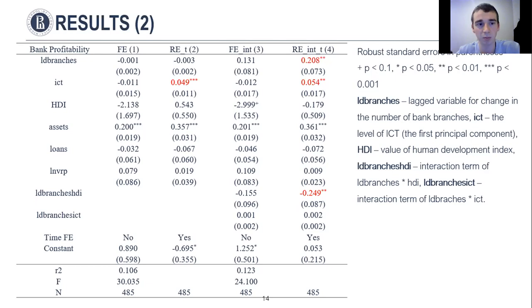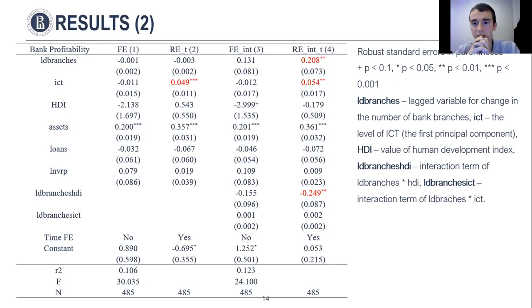But for example, if we consider the interaction term, delta branches times HDI, which is just the multiplication of HDI and the delta branches, we can see the negative sign that seems very counterintuitive, because it means that the higher the level of HDI, the lower the relationship between bank debranching and bank profitability.